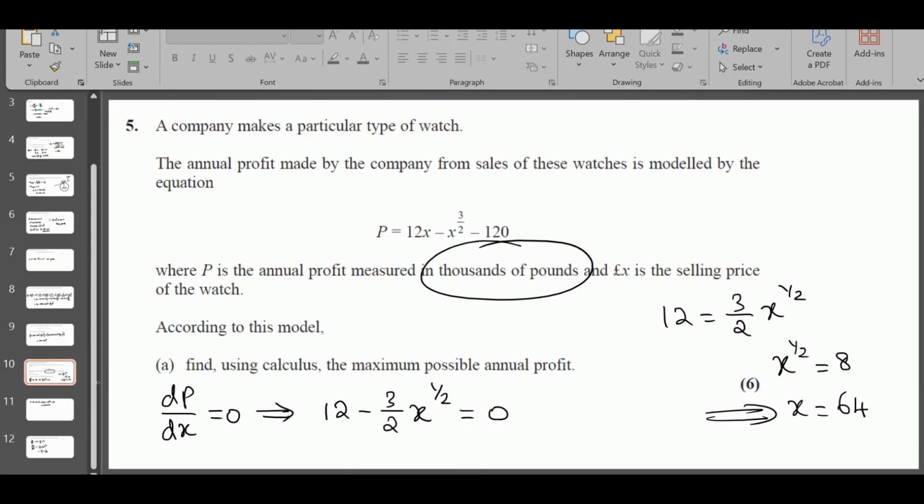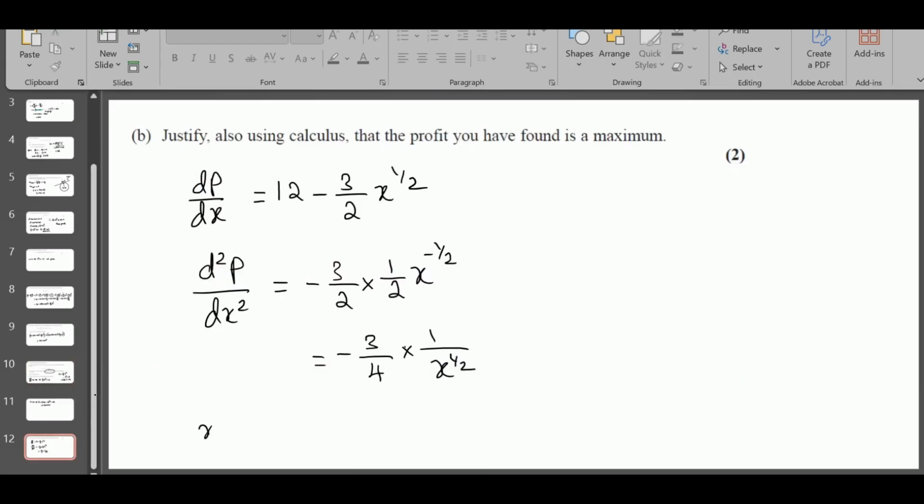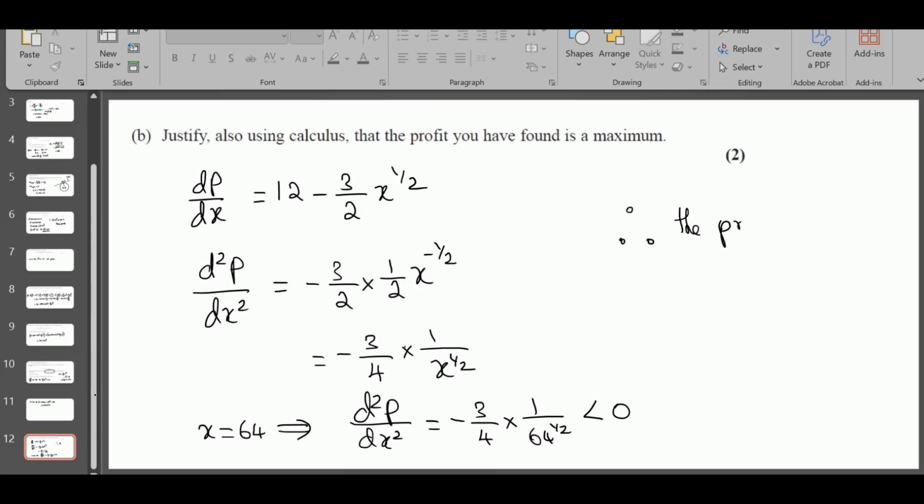And we know the x coordinate of the stationary point is 64. Sub in here. When you sub in x is 64, the second derivative is minus 3 over 4 times 1 over 64 power half, which is a negative number. We have learned the nature of stationary points. When the second derivative is a negative number, it's maximum. Therefore, profit is maximum. That's all.